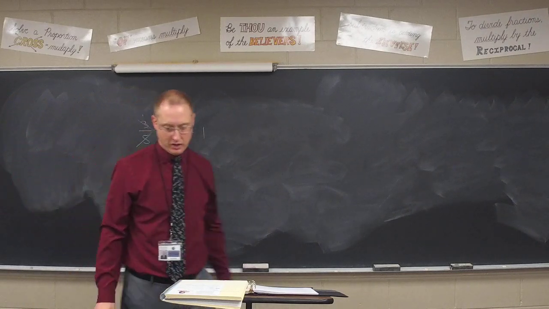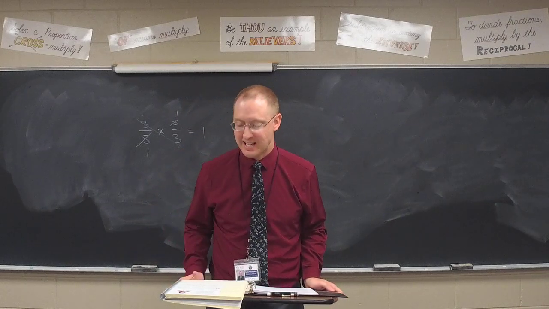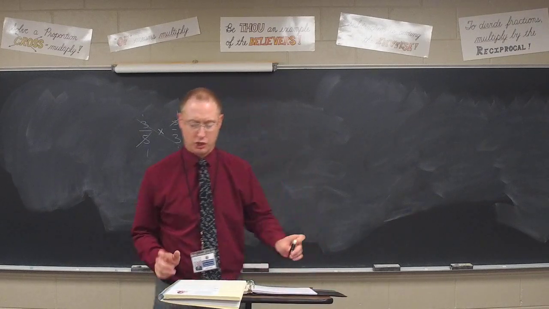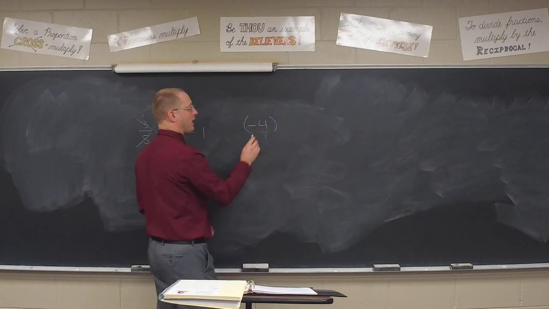So as we look at number 33, what would cancel with a -4 through multiplication? Well, in your book, you've got the -4 in parentheses. Put it over 1.